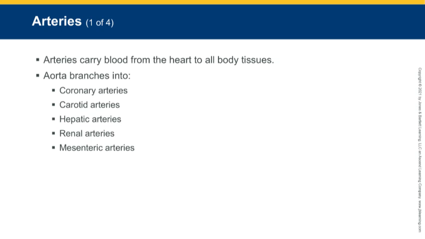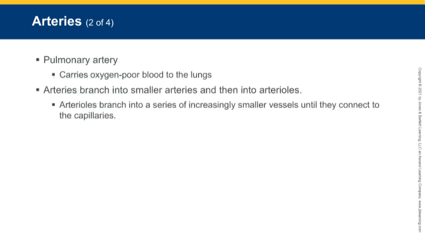Arteries carry blood from the heart to all body tissues. The aorta branches into several major arteries, including the coronary, carotid, hepatic, renal, and mesenteric arteries. The pulmonary artery carries oxygen-poor blood to the lungs. Arteries branch into smaller arteries and then into arterioles, which connect to capillaries.